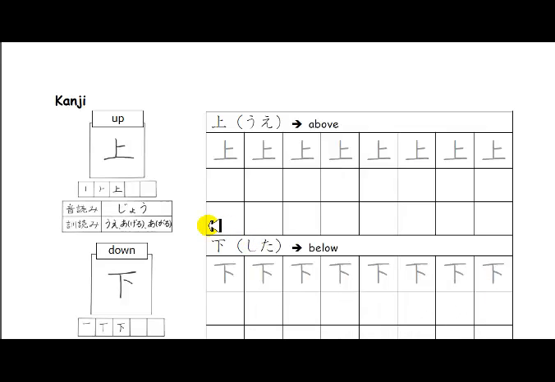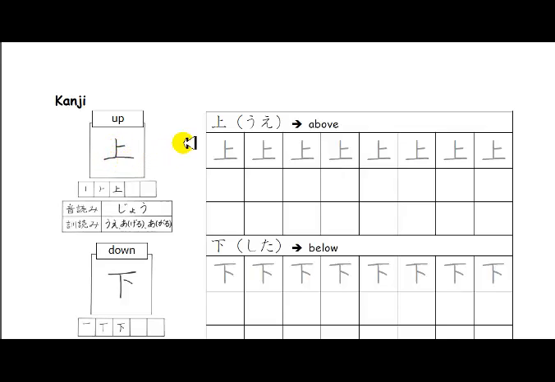Okay, let's have a look at the kanji here. We're starting with the kanji for up. It's very simple. You can see you've got the ground there, and then you've got what started out as a dot. And then the line here indicates that it's above the ground, so that means up. And the kakijun, the stroke order, is down, ichi, across, ni, and san.